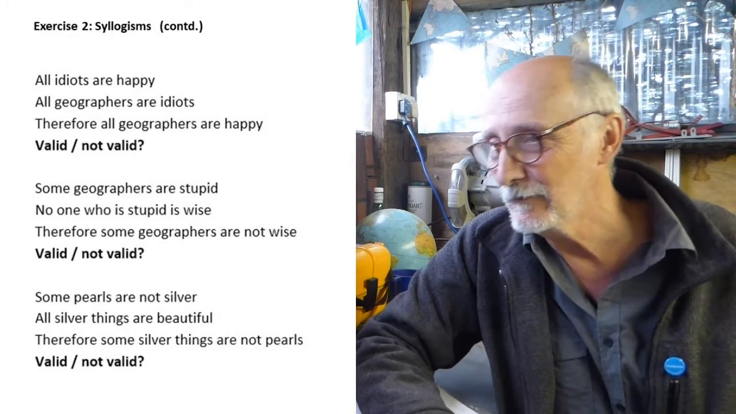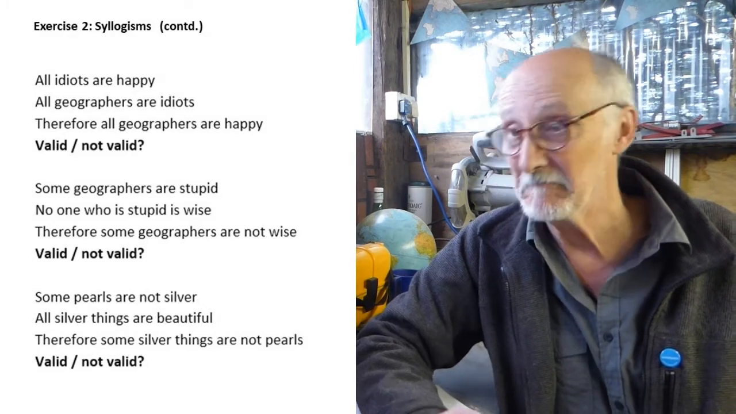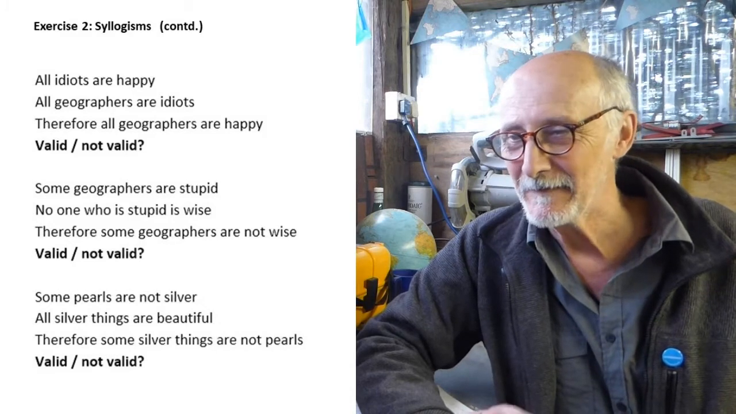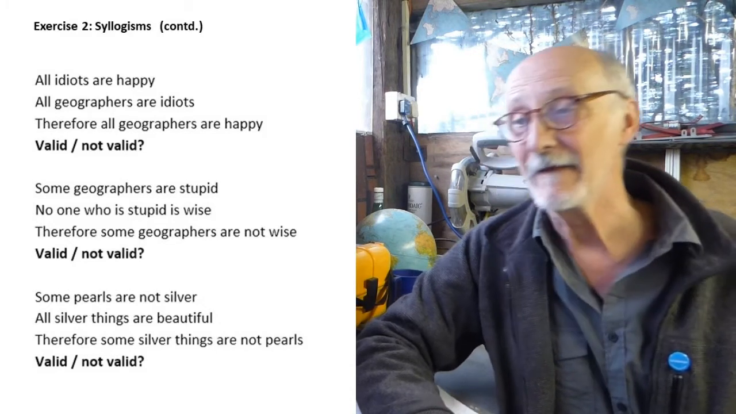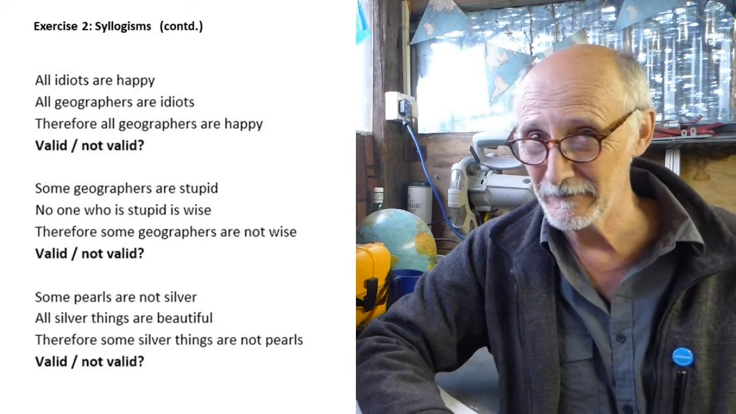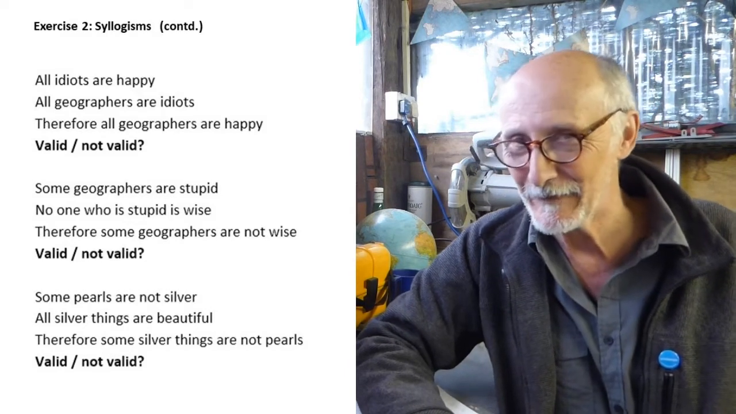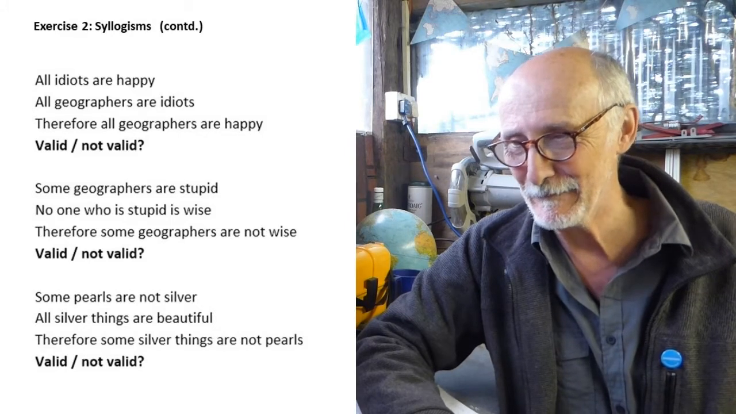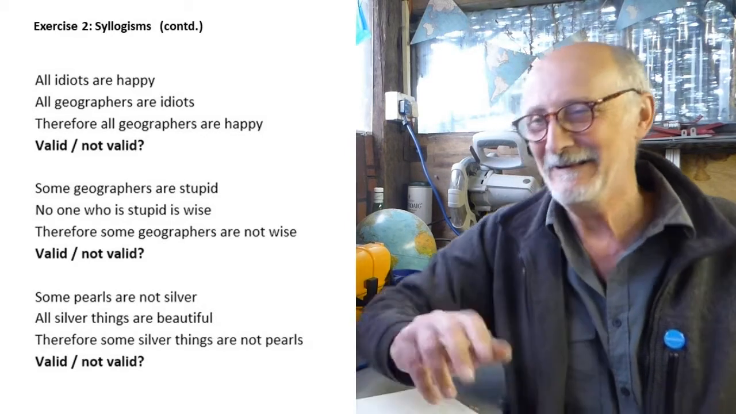All idiots are happy. All geographers are idiots. Therefore, all geographers are happy. Some geographers are stupid. No one who is stupid is wise. Therefore, some geographers are not wise. Some pearls are not silver. All silver things are beautiful. Therefore, some silver things are not pearls.